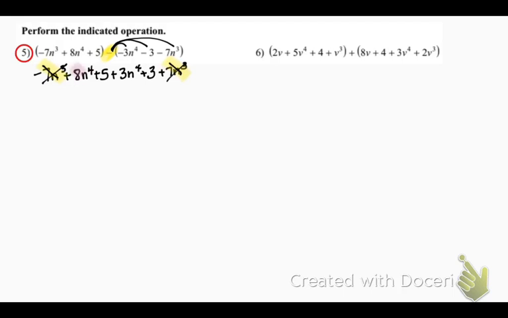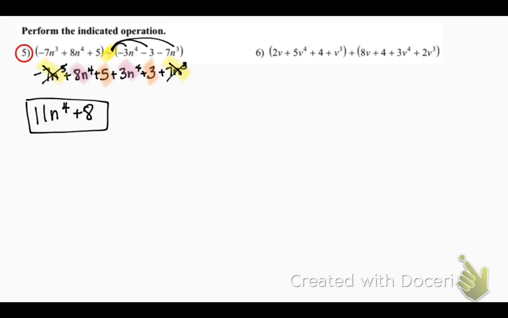The next thing I have is an 8n to the 4th and a 3n to the 4th. Well, I have a positive 8 and a positive 3, so that leaves me with 11n to the 4th. And then finally, I have a 5 and a 3, and those are just constant terms, so 5 plus 3 is 8. So here will be my final answer.